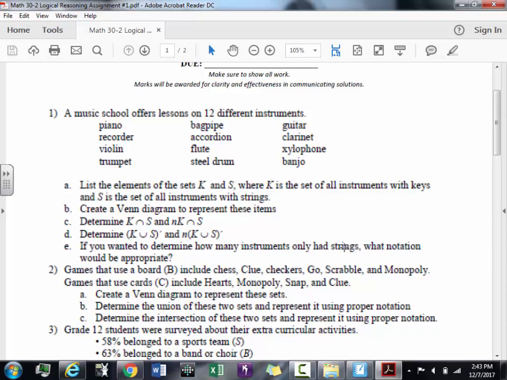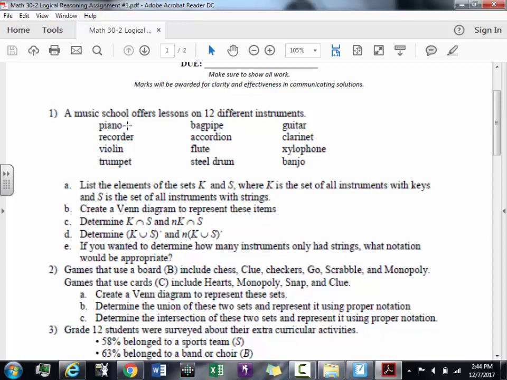Okay, I'm not going to write this down. I'll talk it through with you. If you guys want to write it down here, there's not a lot of writing to do. So here's the scenario. You've got 12 different instruments. Here are the instruments. The first thing I want you to do is list all the elements of sets K and S. First, K is everything that has keys on it. So what you should do is write out a capital K, equals sign, and then a curly bracket. Now we start writing out any of these instruments that have a key on them.